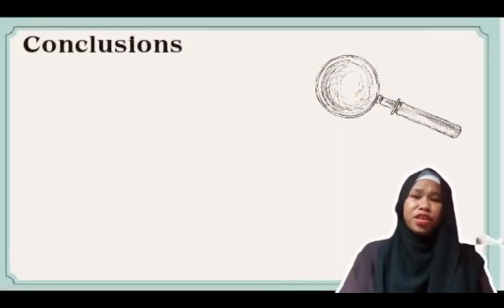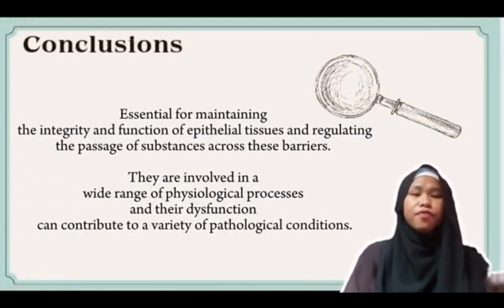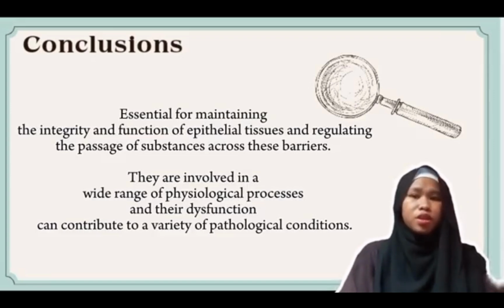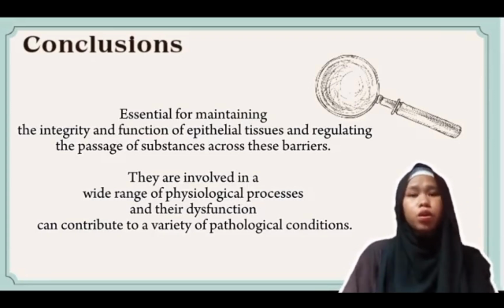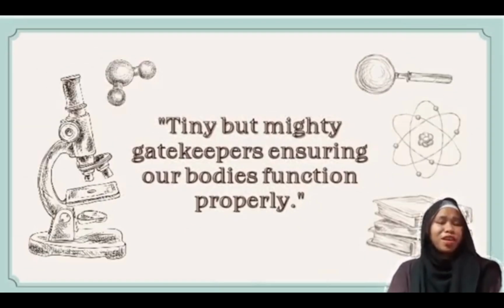To sum up everything, tight junctions are essential for maintaining the integrity and function of epithelial tissues and regulating the passage of substances across these barriers. They are involved in a wide range of physiological processes, and their dysfunction can contribute to a variety of pathological conditions. So the tight junctions are tiny but mighty gatekeepers, ensuring our body functions properly.